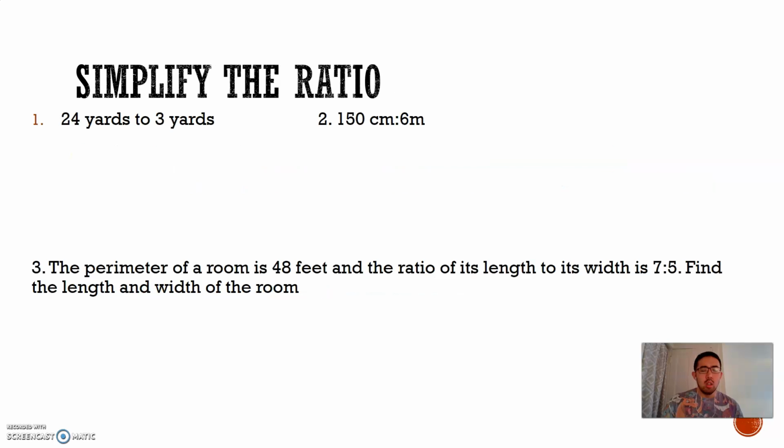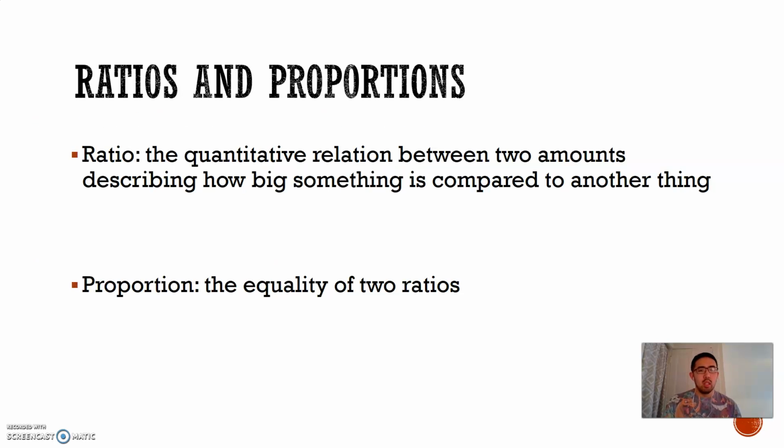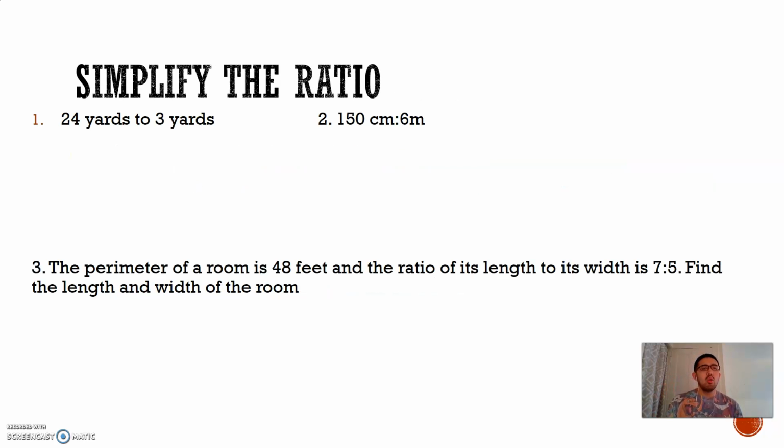Now, as a reminder, ratio is the quantitative relation between two amounts describing how big something is compared to another. And a proportion is when two ratios are equal. Okay? Now, how do I solve these? The primary property that I use is cross product. But before I even do that, we need to go over how we simplify ratios.